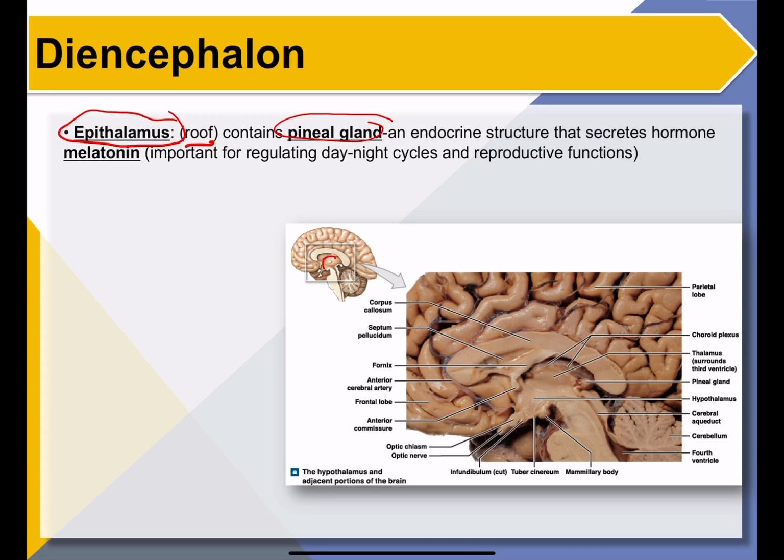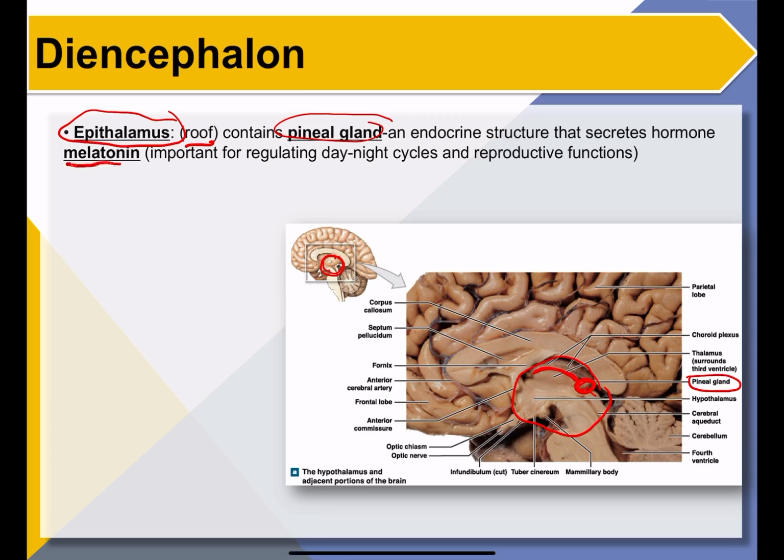This whole thing right here is the diencephalon, and we're looking at this region right here, and this part, and then it ends in this little gland right there. That little gland is the pineal gland, which you will have to identify in lab for the brain. The pineal gland is an endocrine structure that secretes the hormone melatonin.